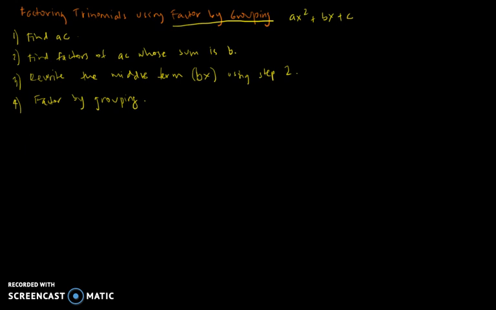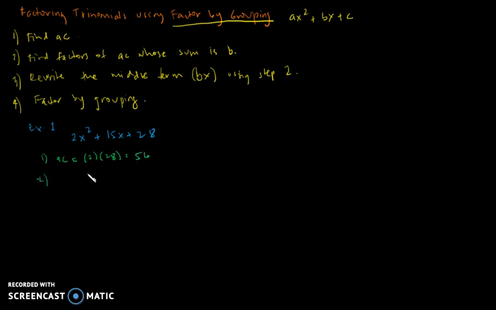Okay, so let's have some examples. For our first example, example number 1, let's have 2x squared plus 15x plus 28. The first step is to find the product of a and c. So what is ac? This is 2 times 28, which gives us 56.